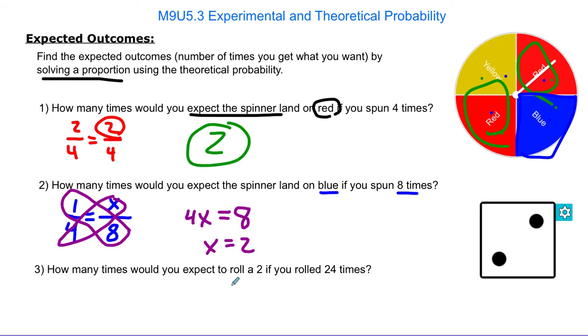You try it with this one, right? How many times would you expect to roll a 2 if you rolled a single die 24 times? Build a proportion like this and try to solve that. Yeah, go.